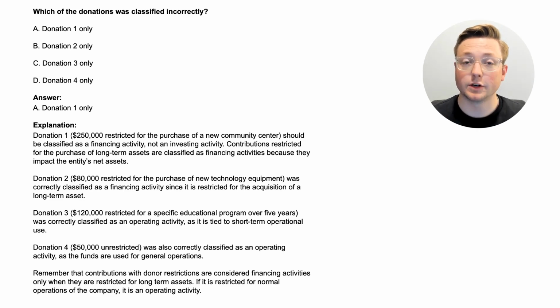Again, this is probably a refresher from the previous video, or if not, you're going to learn something new right now. Donation 1 is incorrectly classified because it should have been classified as a financing activity, not an investing activity. Contributions restricted for the purchase of long-term assets are classified as financing activities because they impact the entity's net assets.